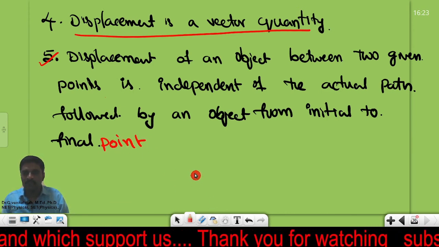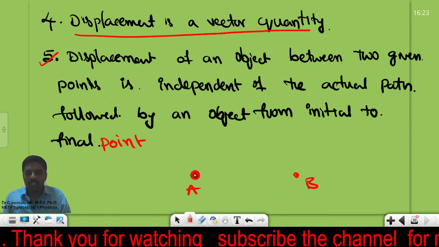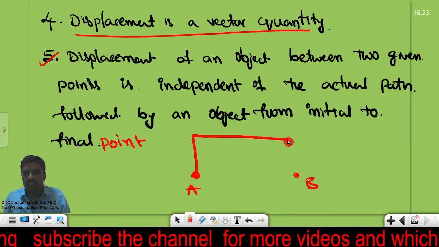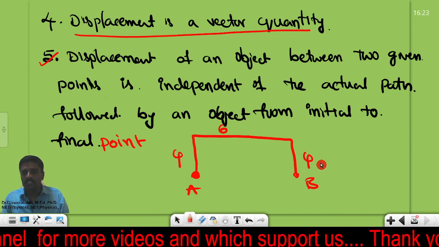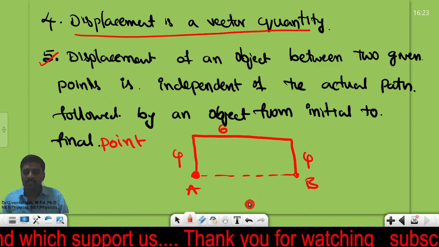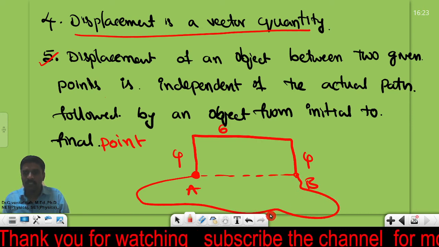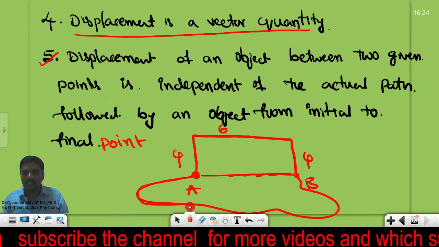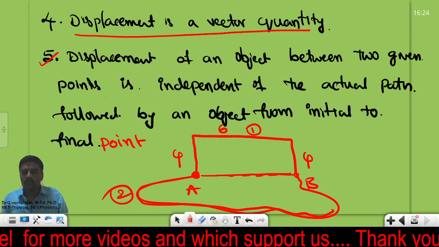Now let me take this one. This is an object coming from A to B. In the first path, it is coming like this, and after this it is coming like this. It is 4 meters, 6 meters, 4 meters. The displacement is equal to 6 meters. But please look at this one. This body is coming like this, and this body is coming like this. But the displacement is 6 meters only, while the distance differs. This is path 1, this is path 2.